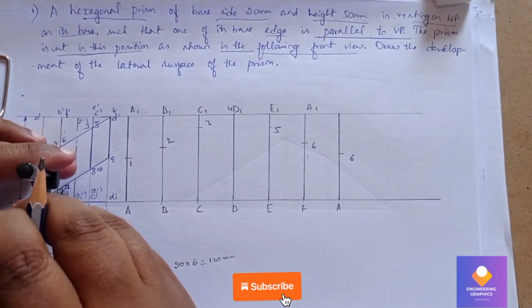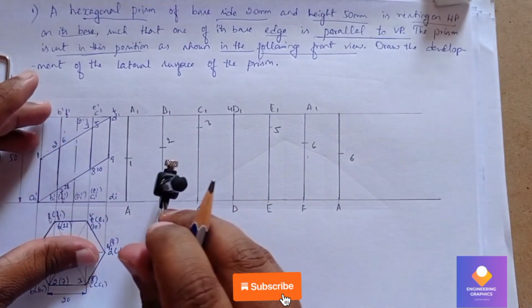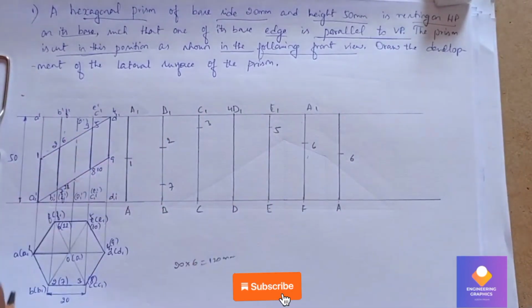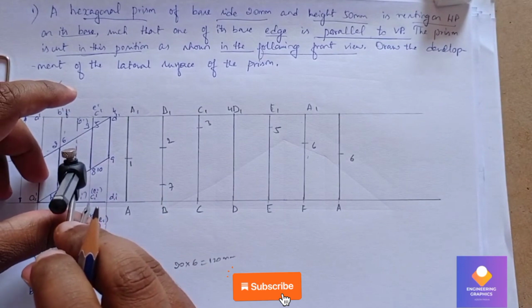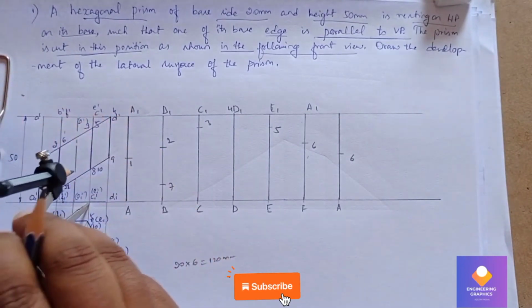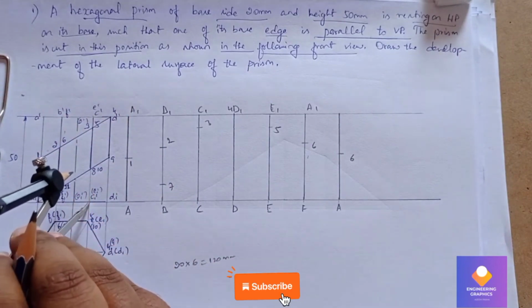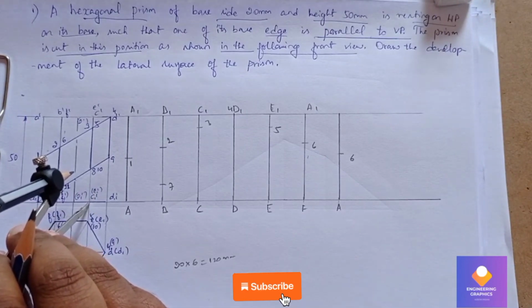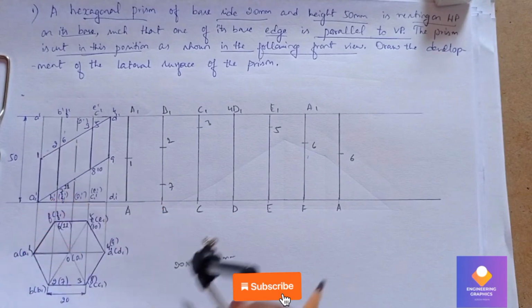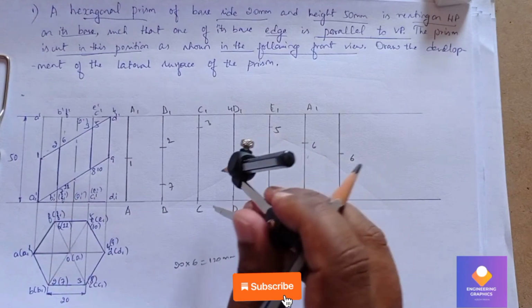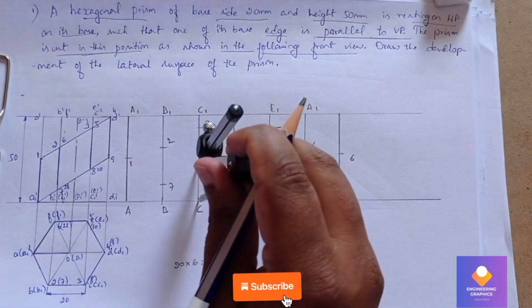Now again we need to measure for the bottom face. On the vertical edge B it is 7. Now we need to measure for 8 on the vertical edge C. Measure the length from C1 to 8, and it has to be cut on the vertical edge C here, that is point number 8.